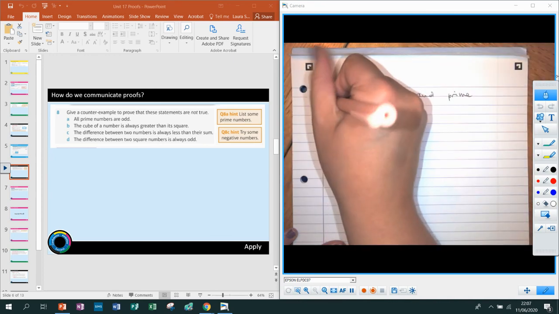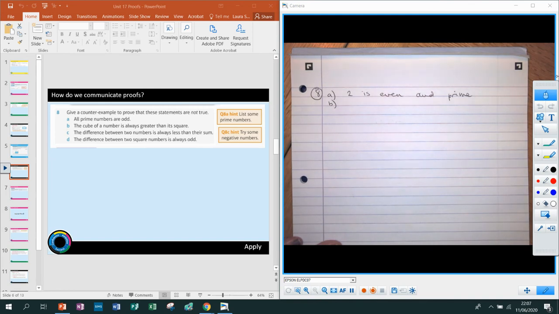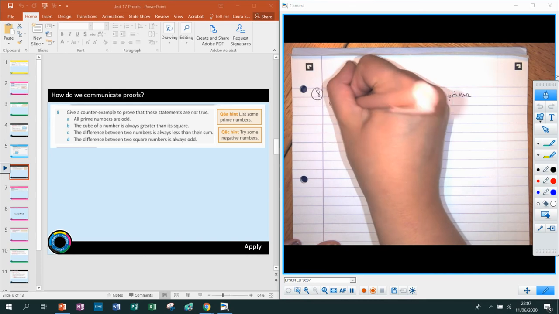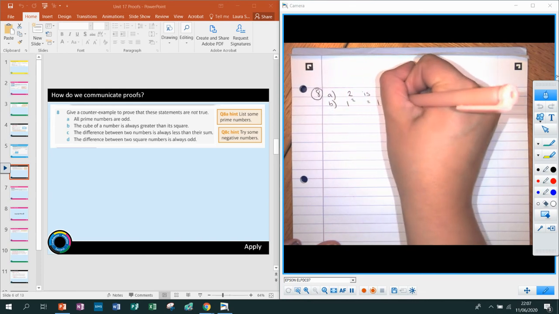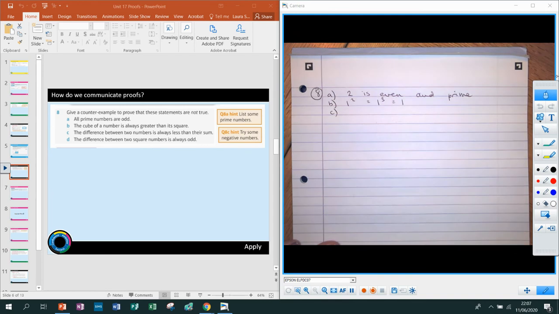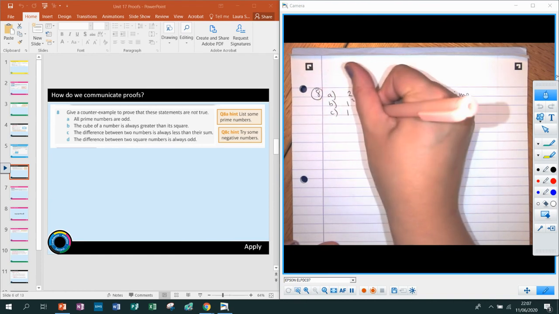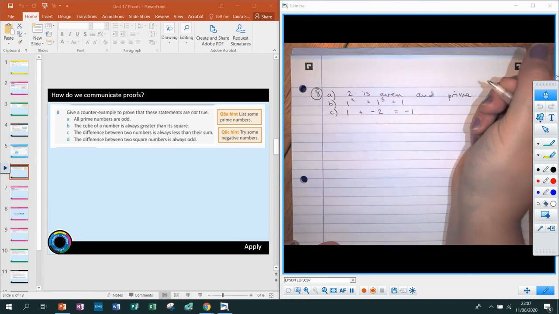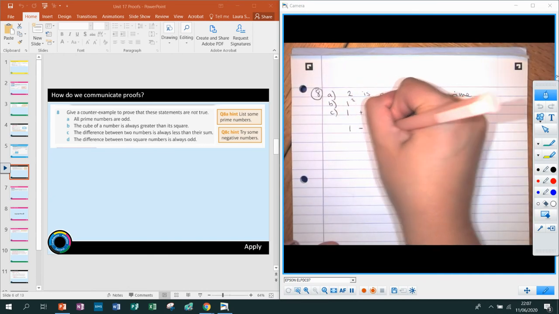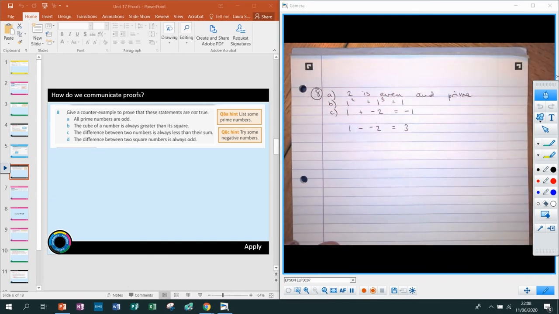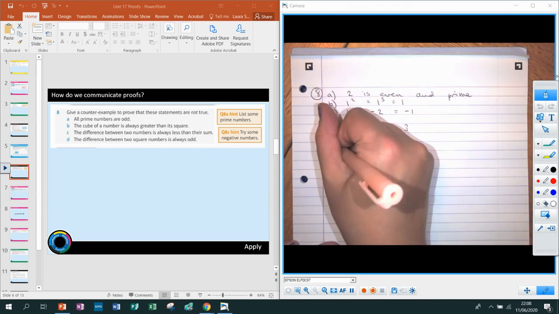That's the one that disproves it. Part B. The cube of a number is always greater than its square. Well, that's not true. 1 squared is equal to 1 cubed, which is equal to 1. So there's your counterexample there. Part C. The difference between two numbers is always less than their sum. Well, that's assuming that the numbers aren't negative. So if I added 1 and negative 2, I would get negative 1. But if I did 1 take away negative 2, I would get 3. So that would be your counterexample. They haven't considered negative numbers.